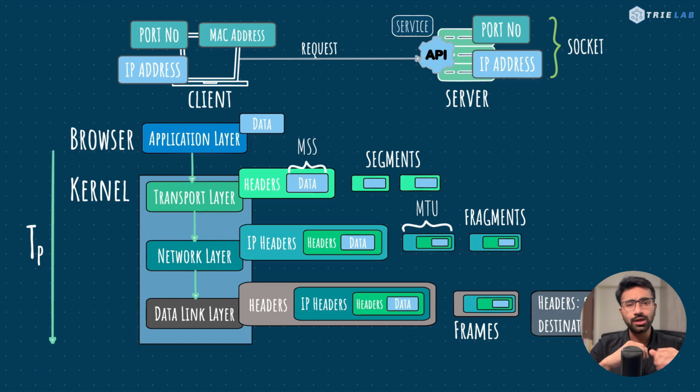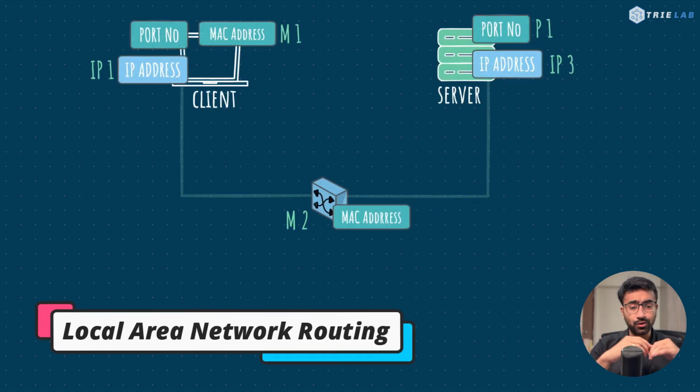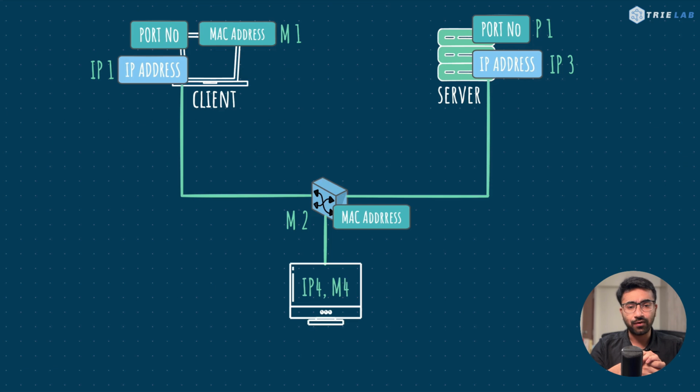We are now ready to understand how the data packets are routed across the internet. We'll start with a local area network where you have a client and a server that are connected to a switch, and there are other clients as well. Each of the clients and servers has its own IP address and MAC number, and there are processes running in all of them, which can be identified by the port number.